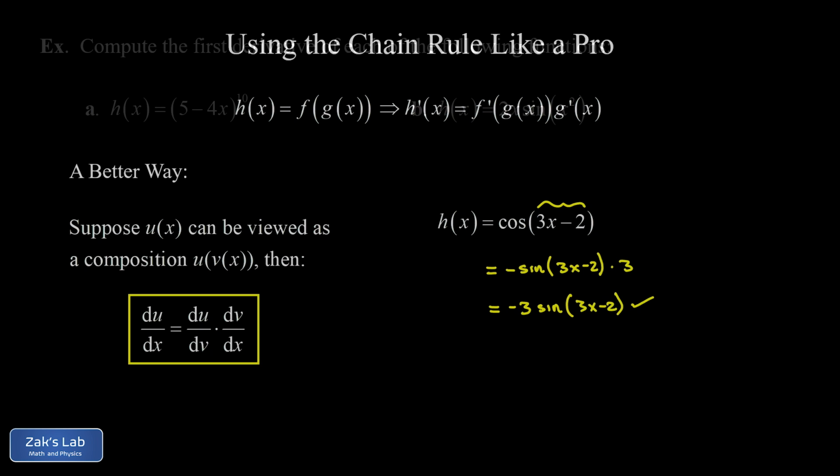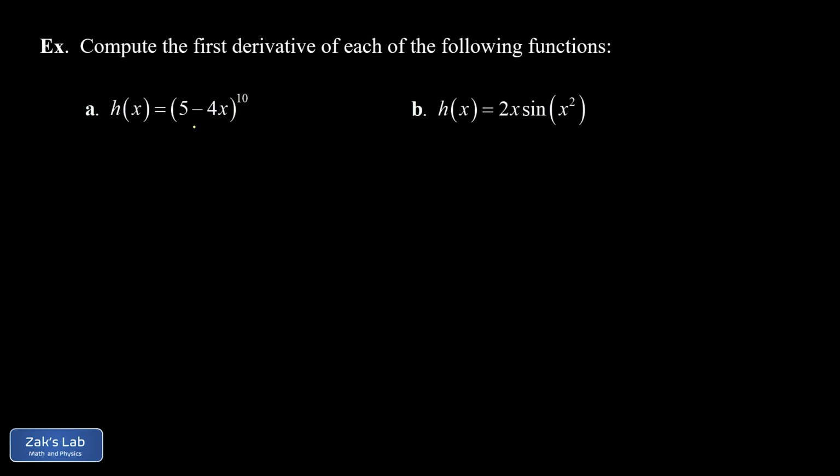So in our first example, we have the function 5 minus 4x all raised to the 10th power. Now clearly 5 minus 4x is the inner function here. So to find the derivative of this function, we differentiate with respect to the interior function, treating it like it's a single variable for the moment. And the derivative of a variable to the 10th power is just 10 times that variable to the 9th power. So that's just the power rule.